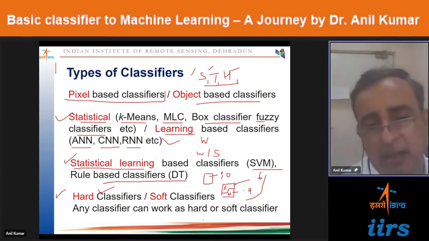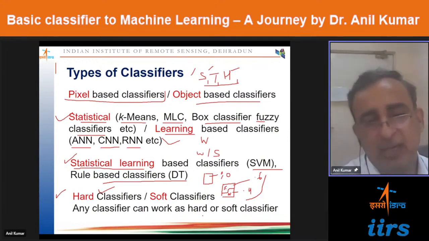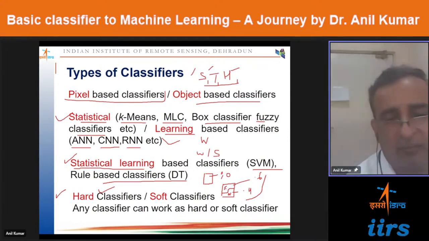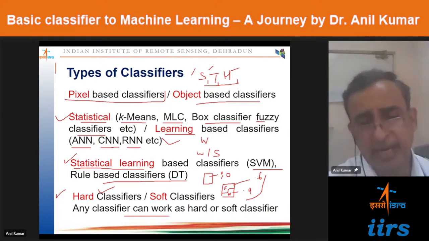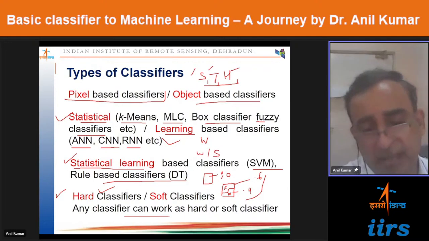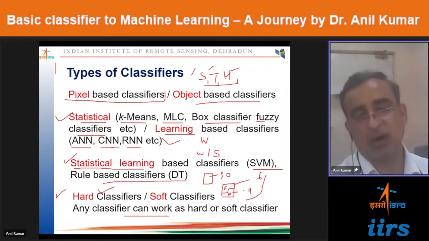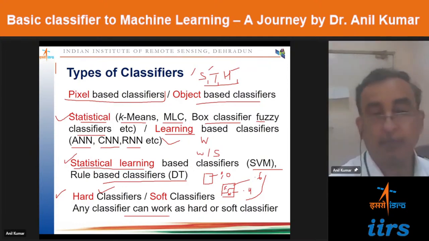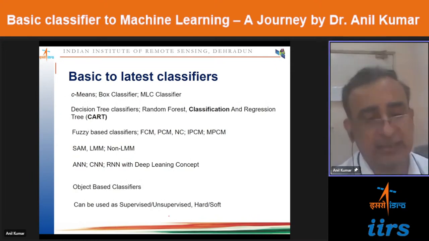And today the trend has changed. People have implemented these classifiers in such a way that any classifier you can use as soft and hard. In the commercial software also, like if you see ENVI, a large number of classifiers have been implemented, starting with C-means, MLC, decision tree, ANN, support vector machine. So their output, you can save as hard or soft. When soft, they are called rule images. The next is basics to latest classifiers.